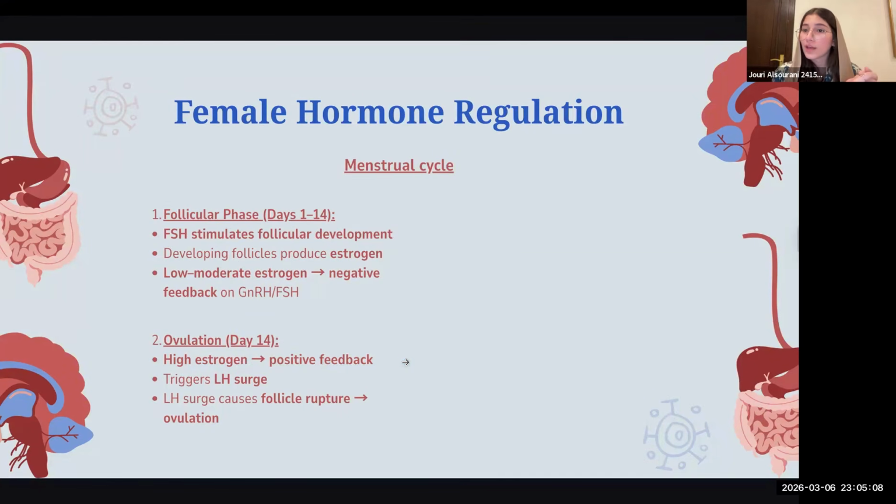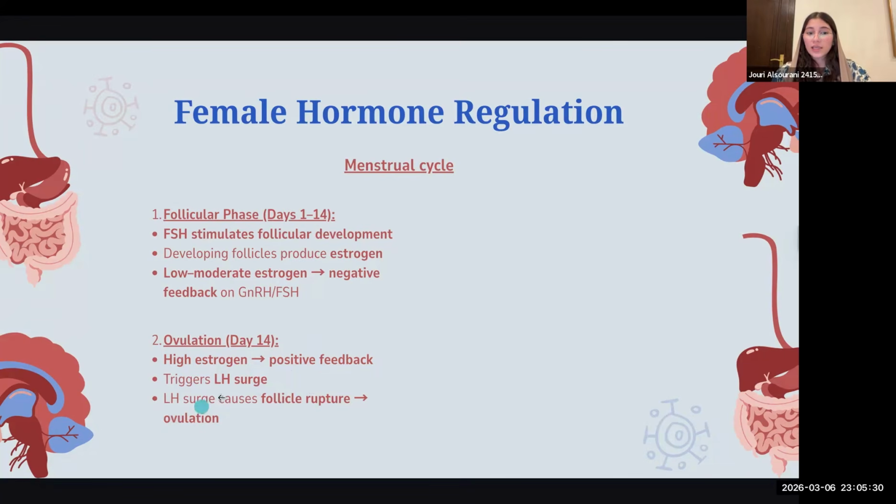Remember how we said we have the positive feedback rarely, and it occurs during the menstrual cycle. So now we're going to be having the positive feedback. This high estrogen is going to trigger something called an LH surge. So we're going to suddenly have so much LH being produced, just a rapid rise in LH, okay?